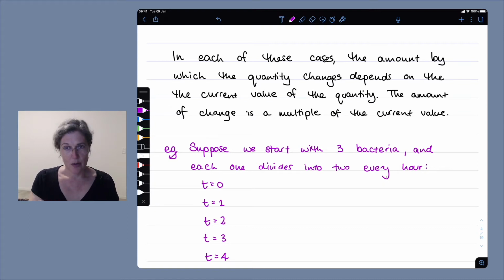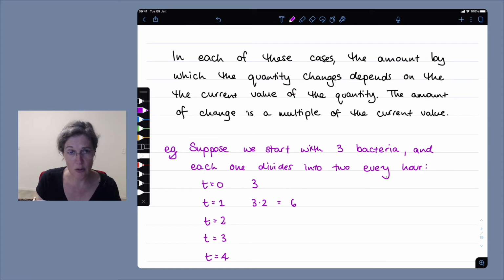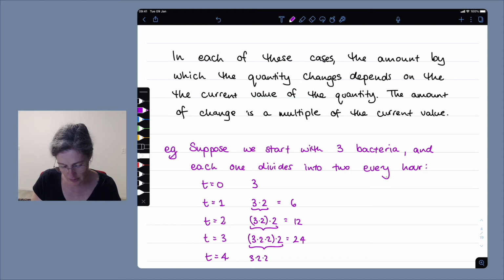So let's suppose that we're starting out with 3 bacteria, and we have a particular kind of bacterium that divides into 2 every hour. At t equals 0, we have our 3. At t equals 1, each of those 3 has split into 2, so we've got 3 times 2 bacteria, which is 6. An hour after that, now we've got 6 bacteria who've each split, so we multiply by 2, which gives us 12. After 3 hours, we've got our 12 bacteria. Each one of those splits, so we get another times 2. And after 4 hours, there are our 24 bacteria. Each of them splits, so we end up with 48.